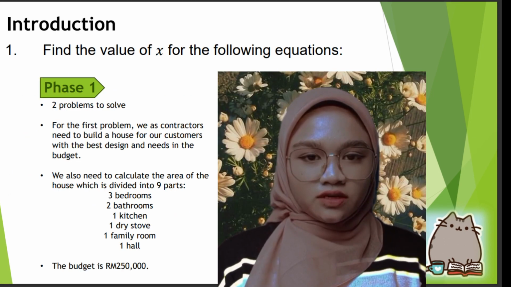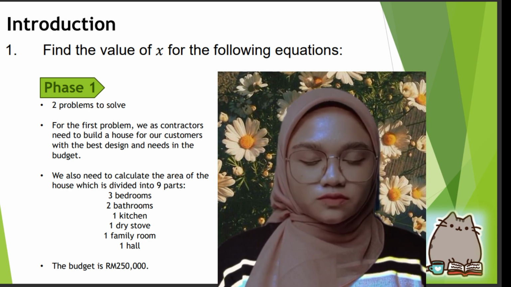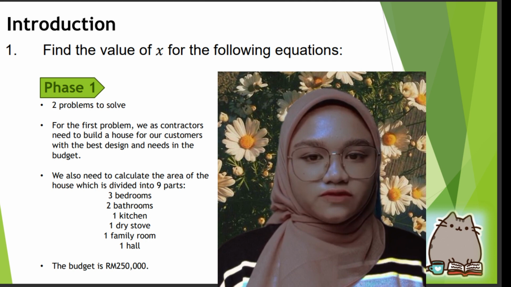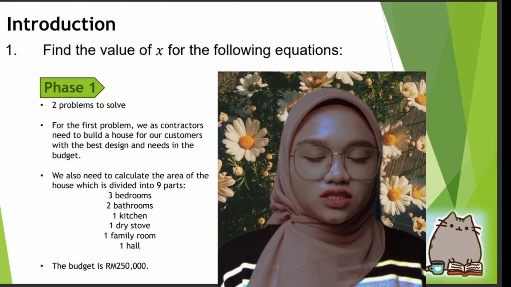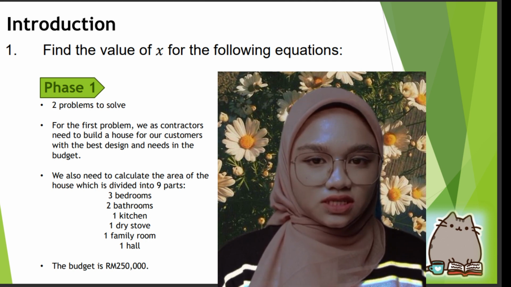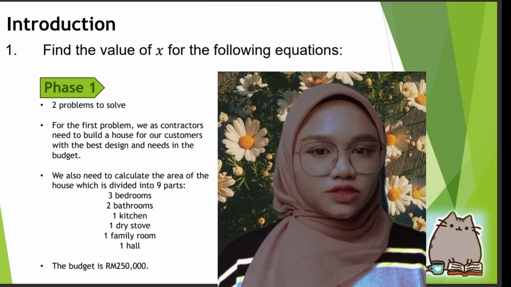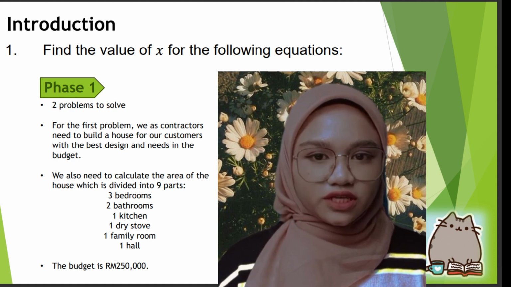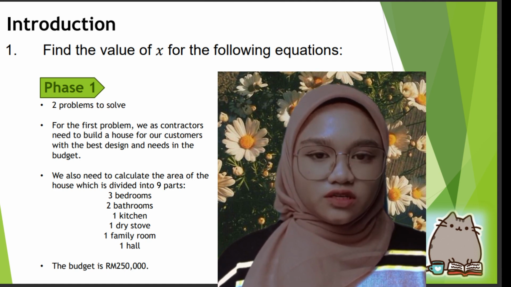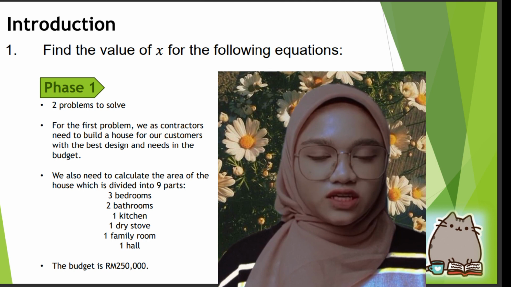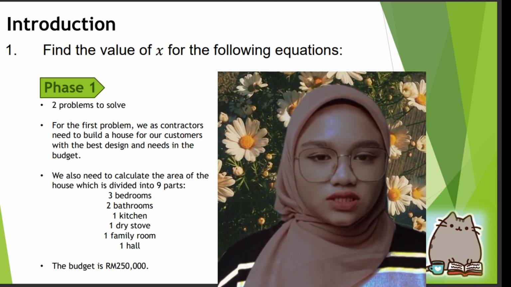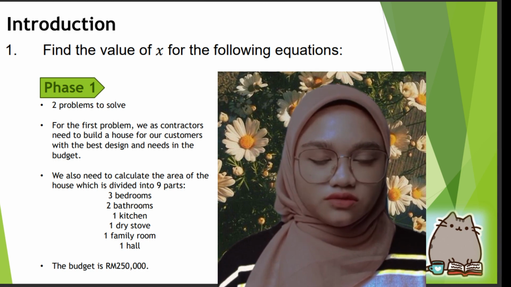In this assignment, we were given two problems to solve by using our knowledge and mathematics skills. For the first problem, we as a contractor need to build a house with the best design following the requirement within the budget. We also need to calculate the area of the house, which is divided into 9 parts. Each part will be calculated widely to find out the total budget used. The budget given is 250,000 ringgit.